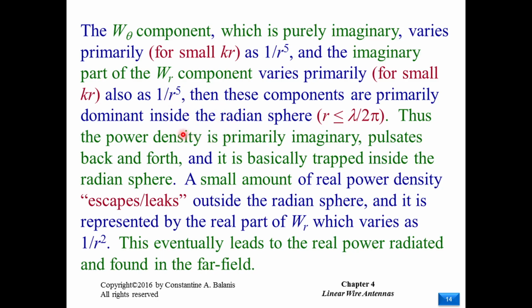Once the dimensions increase, once we go far from the antenna, 1 over R to the power 5 will decay very, very fast, and the 1 over R squared term, which is the real part of W_R, will start to increase and dominate. When we go far, in the far field, 1 over R^5 will vanish with respect to 1 over R squared, and we have the radiated power out of the antenna. And of course, this is the real part of the power density vector.